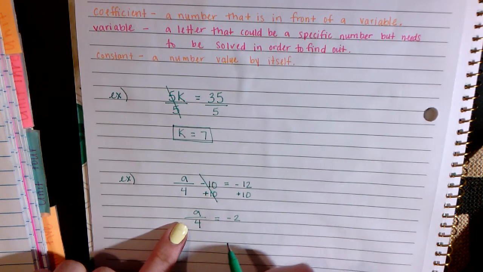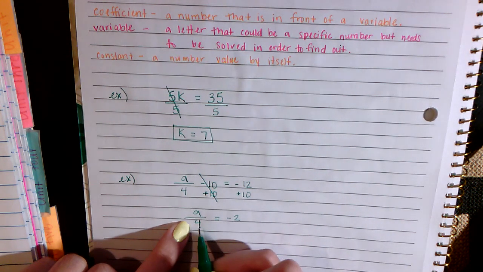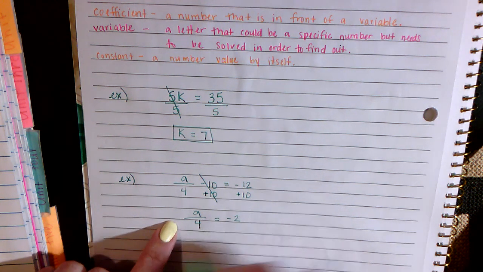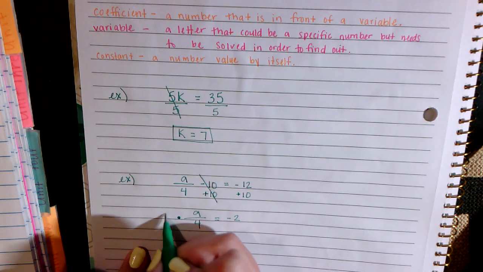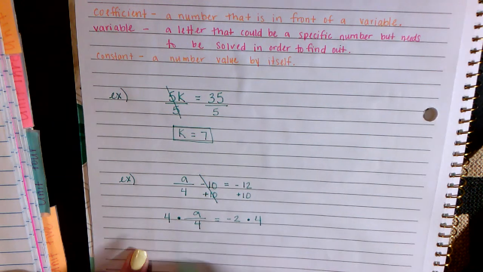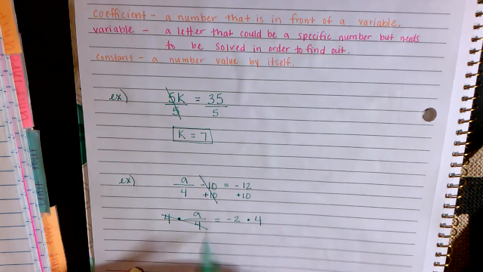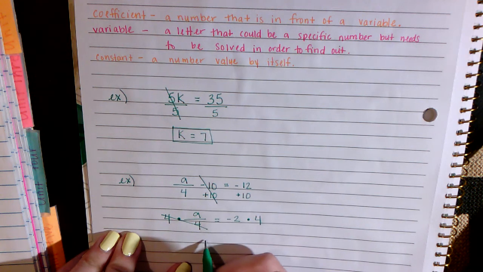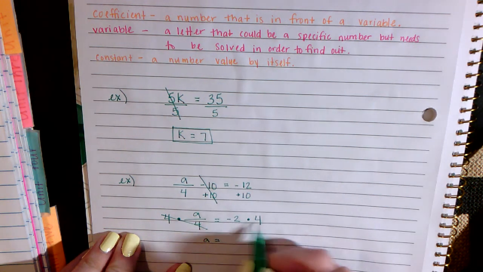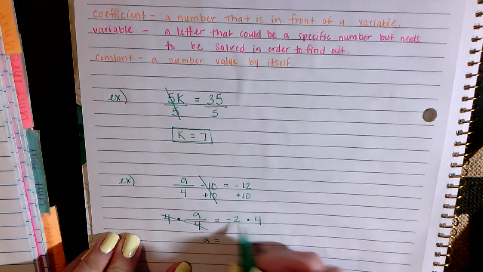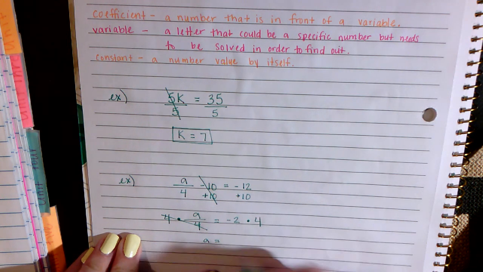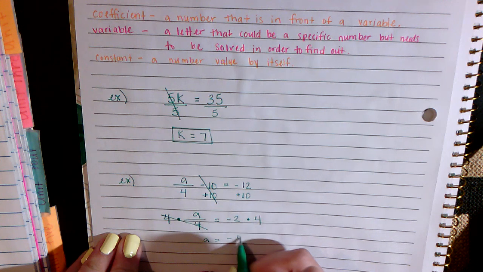And then the last thing you have to do is get rid of this divided by 4. And if we know the inverse of division, it's multiplication. So we will multiply both sides by 4. This divided by 4 cancels that multiplied by 4. So we have a equals negative 2 times 4. Okay, so negative 2 times 4. Negative 8.